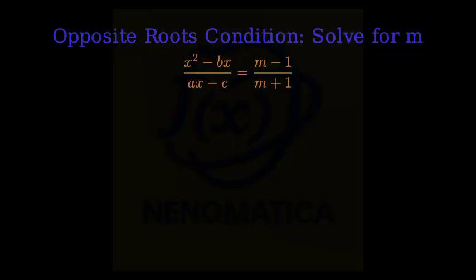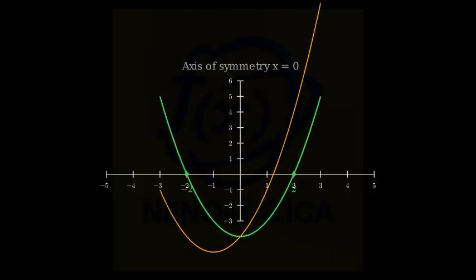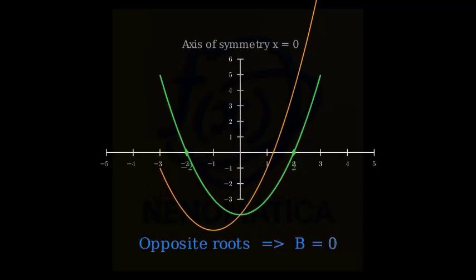Before we do the algebra, here is the key geometric idea. If a quadratic has opposite roots, its graph is symmetric about the y-axis. That symmetry happens when the linear coefficient is 0. Let us visualize this. The green parabola has roots at -2 and +2. Notice those are opposite numbers, and the graph is perfectly symmetric about the y-axis. In algebraic terms, that symmetry corresponds to the linear coefficient being 0. That is the condition we will enforce after we convert our given equation into standard quadratic form.